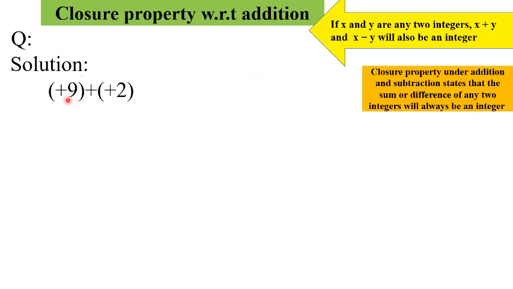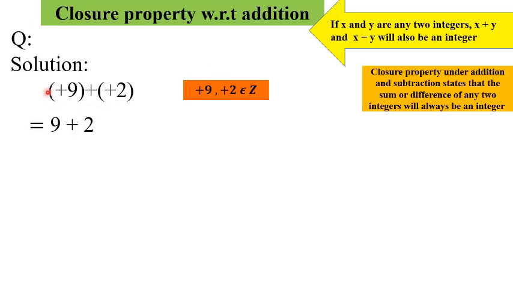First we take the example of any two integers, that is plus 9 and plus 2. We are going to add these because here we are explaining closure property with respect to addition. So we will firstly add both of these two. Here we may see that 9 and 2, both of these belong to the set of integers, and integers is denoted by capital Z.